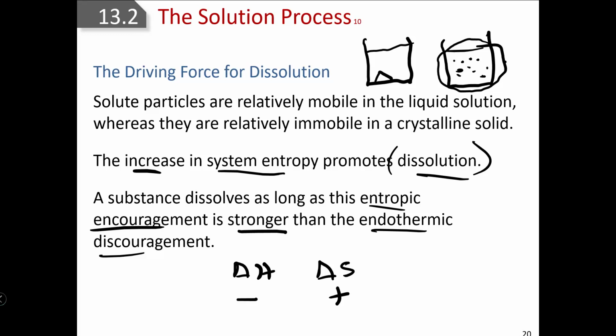All right. If the reaction's endothermic, and so it takes energy for it to dissolve, then we have to hope the change in entropy is greater than this positive value, the endothermic value for delta H, so that the entropy, the disorder, overcomes the endothermic process. So that's where we're going with this.